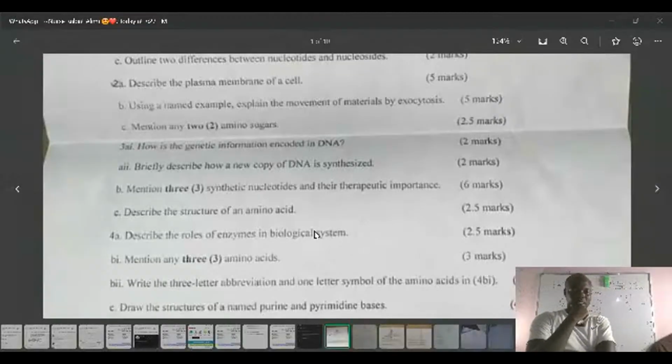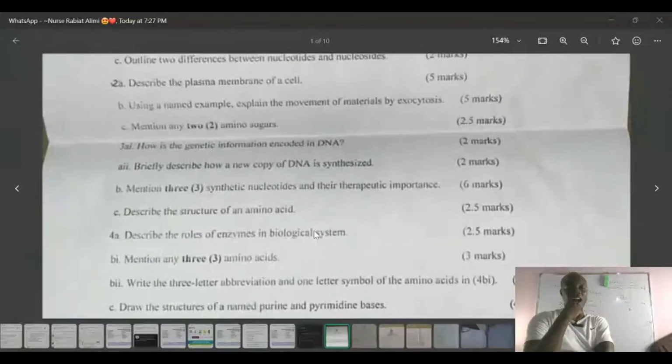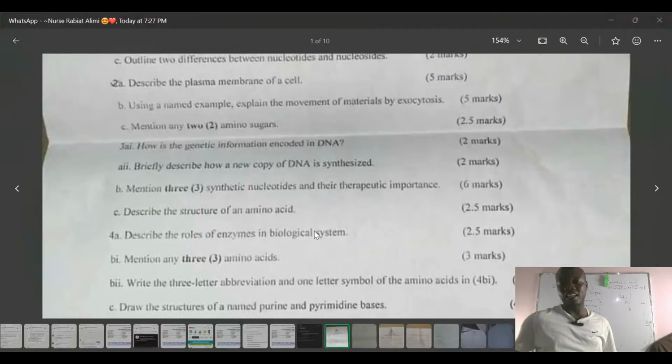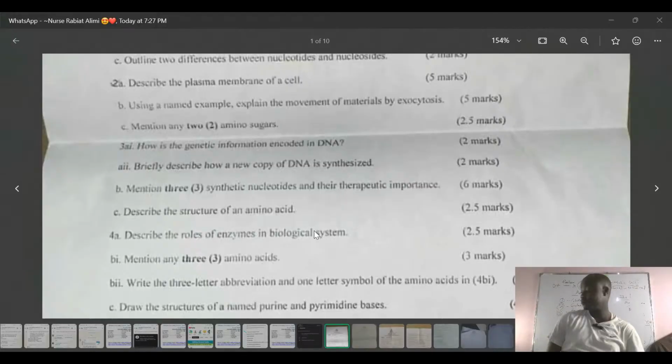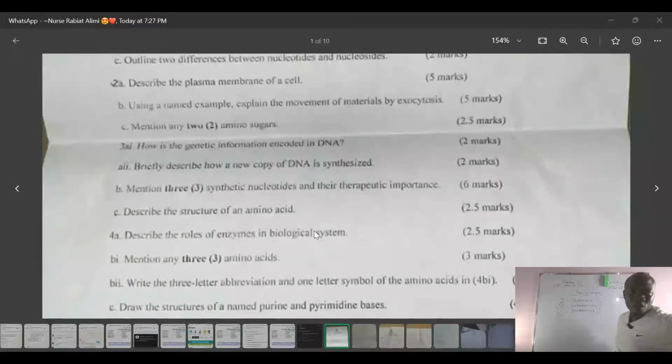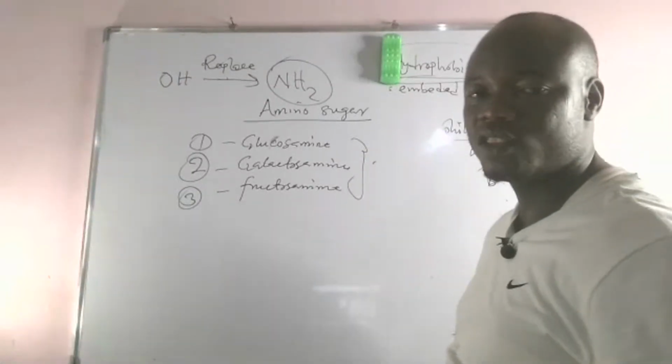Okay, so let's look at question 3. Question 3A says, how is the genetic information encoded in DNA? Briefly describe how the genetic material is encoded in DNA. So let me try to answer this.